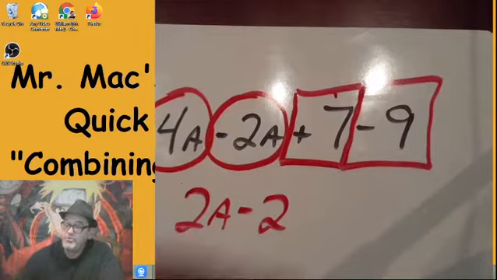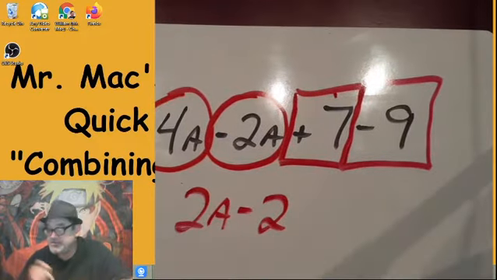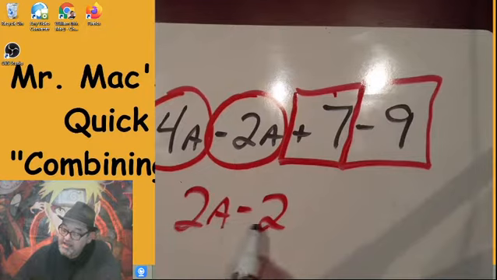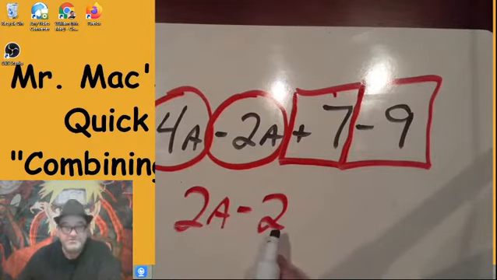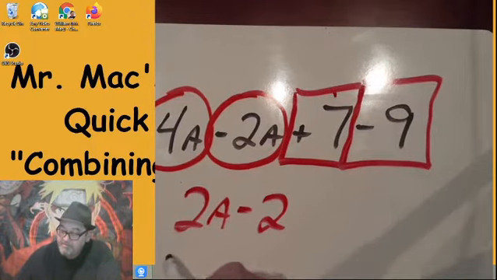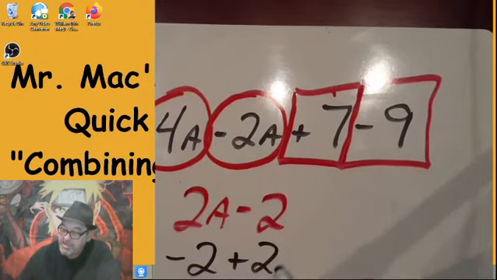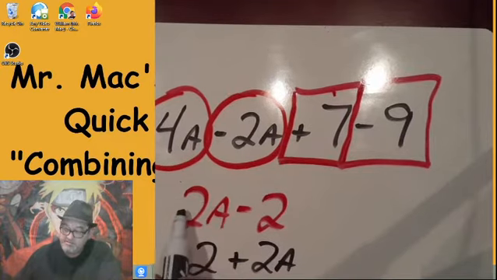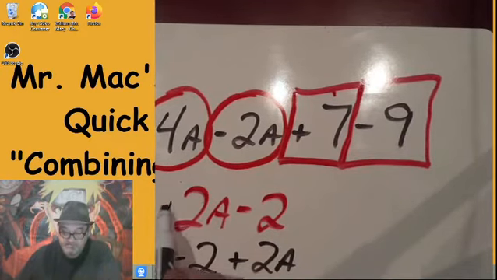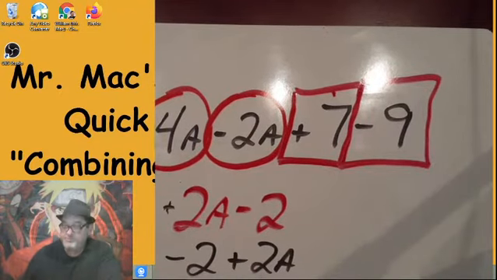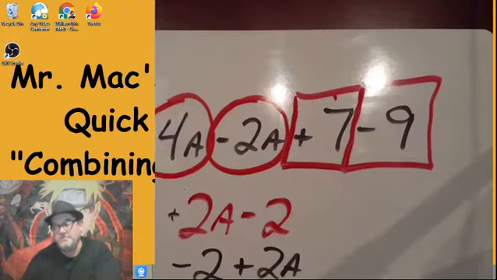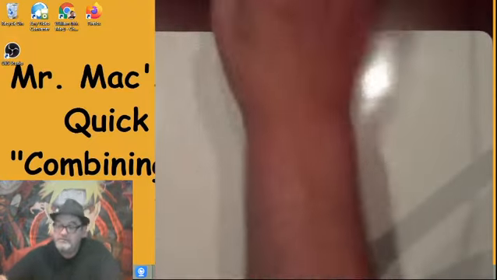Now, does it matter which order I do them in? No, it doesn't, as long as my signs stay the same. I wrote this answer as 2a minus 2, but I could also write it as minus 2 plus 2a, right? Because there's no sign in front here, which means it's positive. So I can flip-flop these 2 terms as long as the signs stay the same: negative 2, positive 2a. So it doesn't matter what order you do them in. Let's try one more.